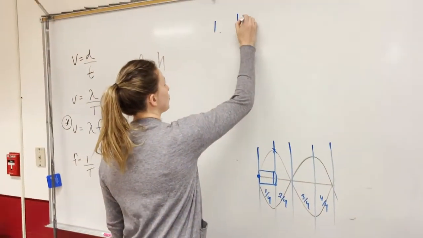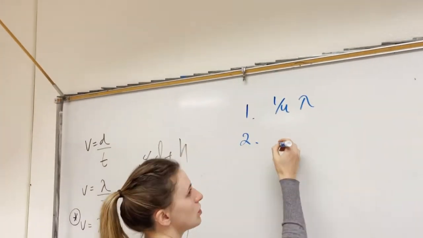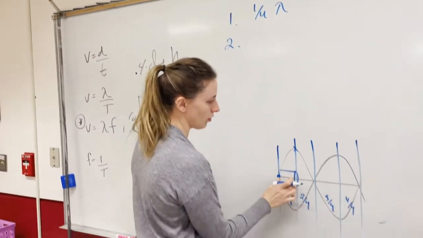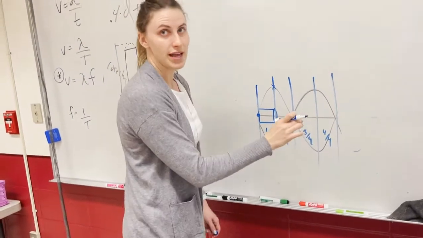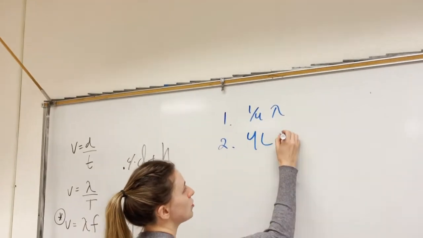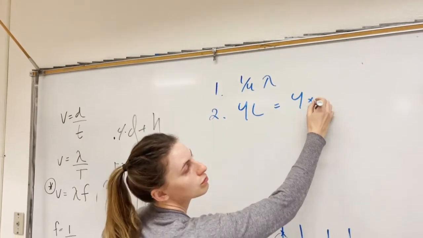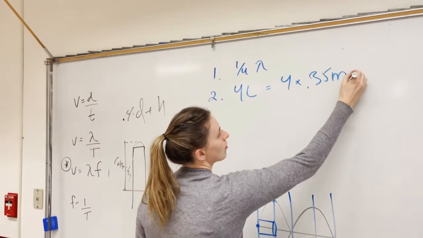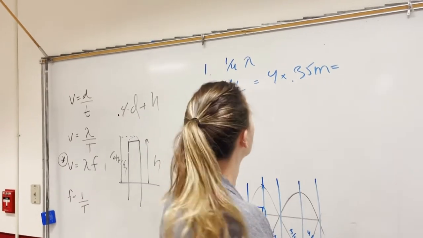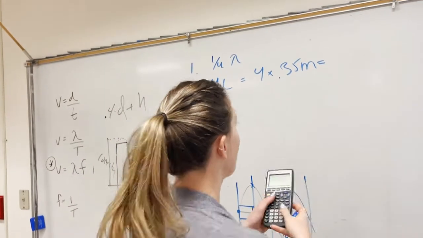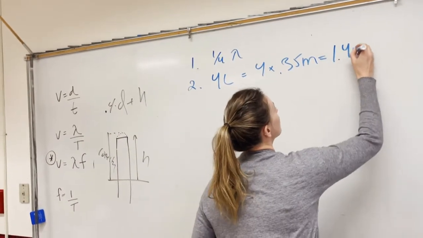Okay, so one is a quarter of a wavelength. That's how much of a wave's in there. The whole wave is gonna be four times that, right? So 4L, which is four times 0.35 meters. That's 1.4 meters.